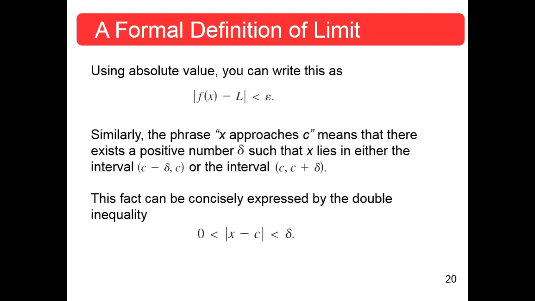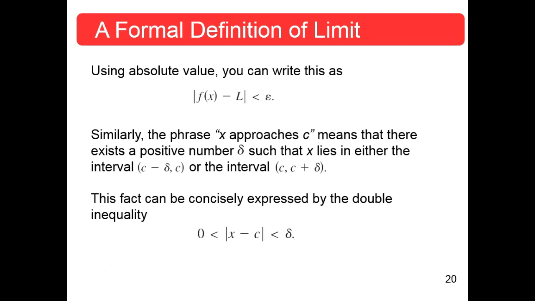Similar to the phrase, and I already talked about this because they had it on the graph, x approaches c means that there is some positive number delta, a delta greater than 0, such that x lies either between c minus delta and c, or between c and c plus delta. So why don't they just say it lies between c minus delta and c plus delta? This fact can be concisely expressed by the double inequality that 0 is less than or equal to the absolute difference between x and c. You see, this is how close your variable x is to c. That's got to be less than delta.